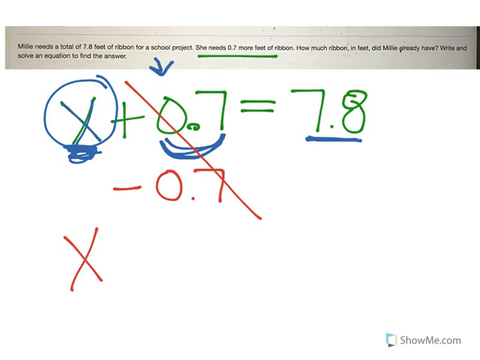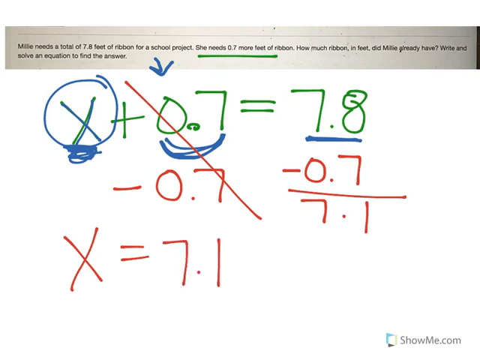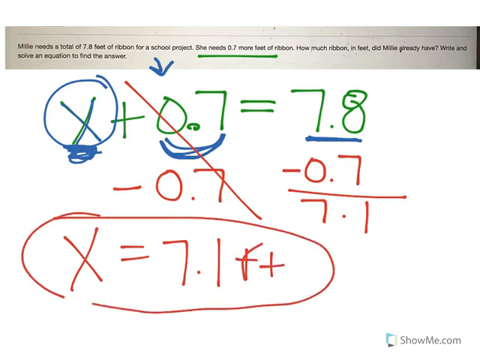But in an equation, we have to keep it balanced. Whatever you do to the left side, you have to do to the right side. So 7 8/10 minus 7/10 is 7.1. So 7.1, 7 1/10 feet. Always label your numbers. So that would be our answer.